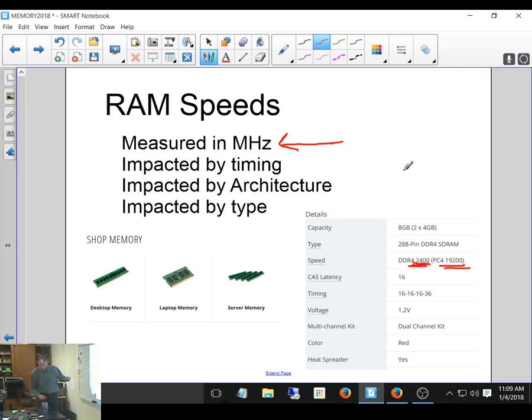I'm going to go back one more, but as I look at this, this is called the timing of that stick of RAM, okay? And this is saying right here, the CAS latency is the first number. It's saying it takes 16 cycles of the motherboard to write the whole column of data.